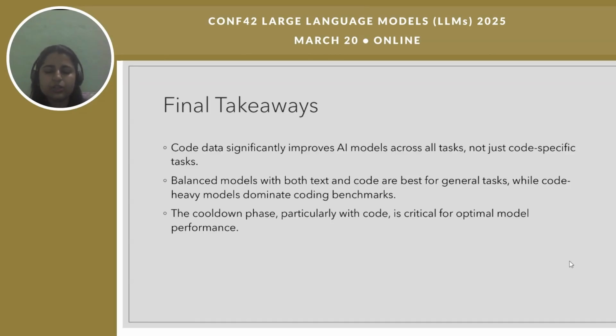So if you want to go for a task which requires heavy coding, let's say you want to work in a specific area related only to coding, let's say you want to create a software engineer or automate development pipelines, then my recommendation would be to go with code-heavy models which are released for these purposes only. And the cooldown phase, particularly with code, is critical for optimal model performance.